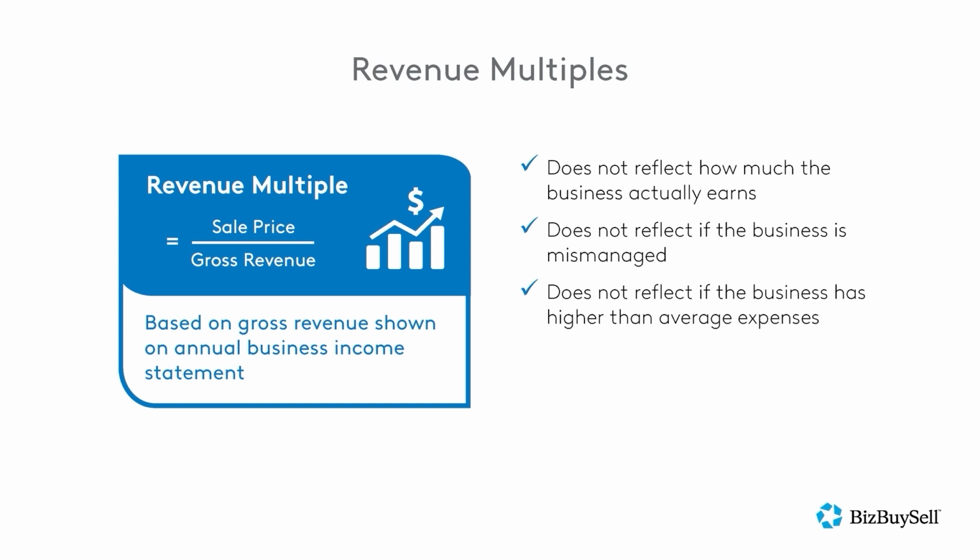reliable approach. However, because annual revenues cannot reflect how much money the business actually earns, most experts caution that basing the price multiple on revenues does not reflect the health of the business. Revenues do not reflect whether the business is mismanaged or if it has higher than average expenses.